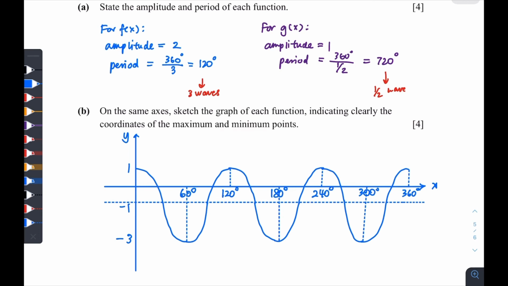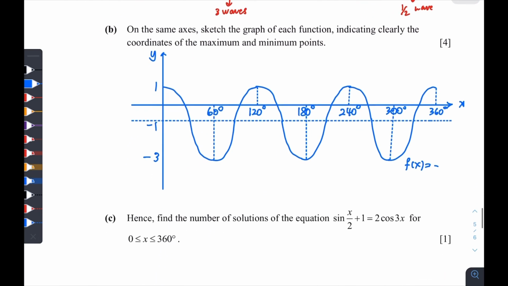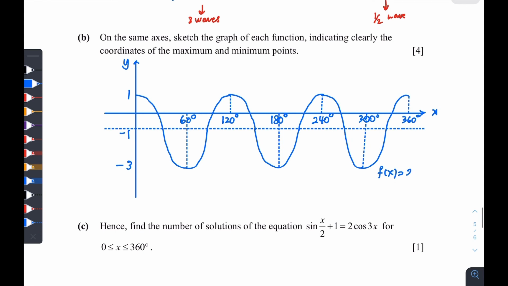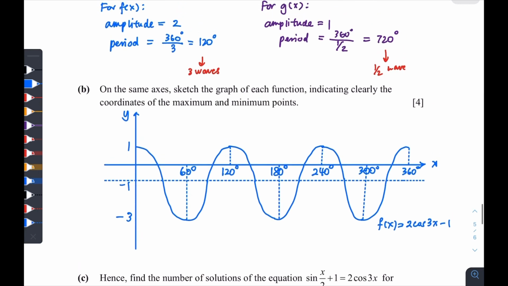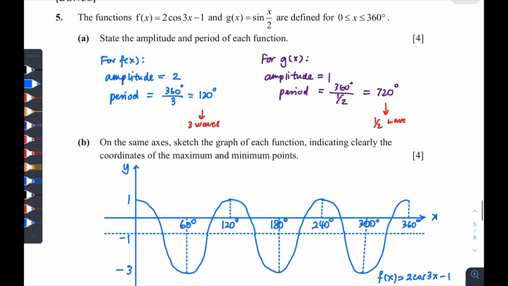We've settled that f(x) equals -1 plus 2 cos 3x minus 1. So this is f(x). Next one is actually sin(x/2). So we are drawing half a wave, and because this is an easier graph to draw, we can draw it later. The amplitude for this graph is 1.